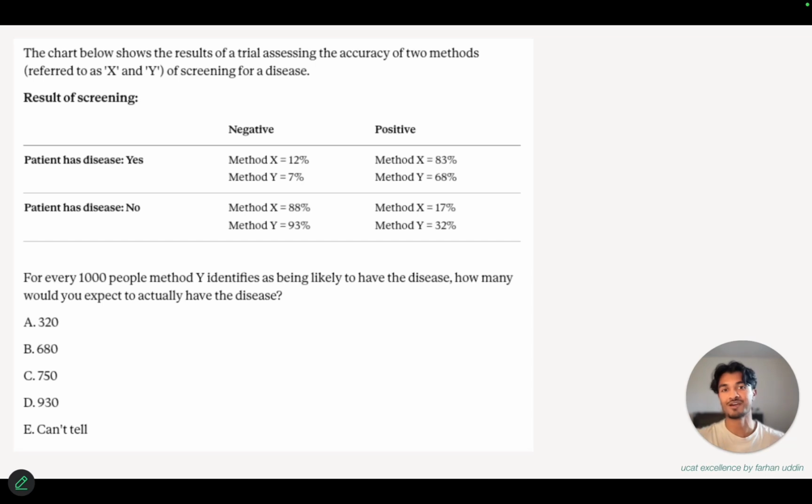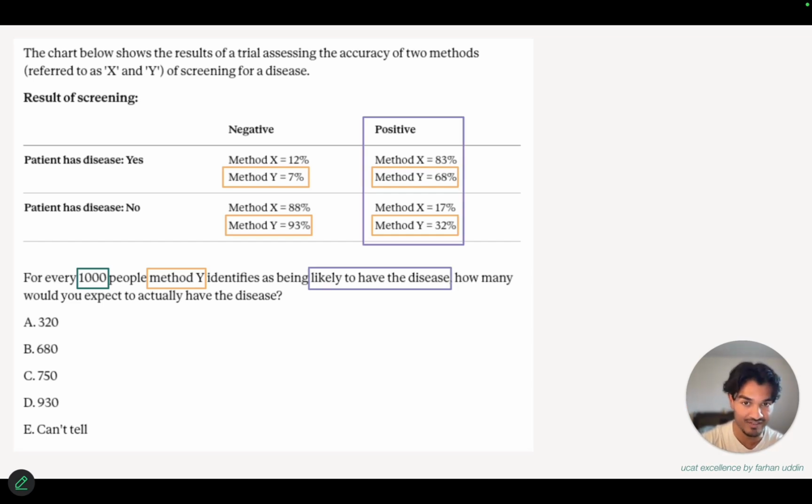Cool. So now that we've understood what's going on here, there's no fine print, let's go and scan. So for every 1,000 people, right, we know the number 1000 is going to be used at some point. It's not actually in the table anywhere, but I'm just highlighting it because we know it's going to be in our calculation. So for every 1000 people, method Y identifies, so I'm looking at method Y's, identifies as being likely to have the disease. Likely to have the disease means the screening test returned positive.